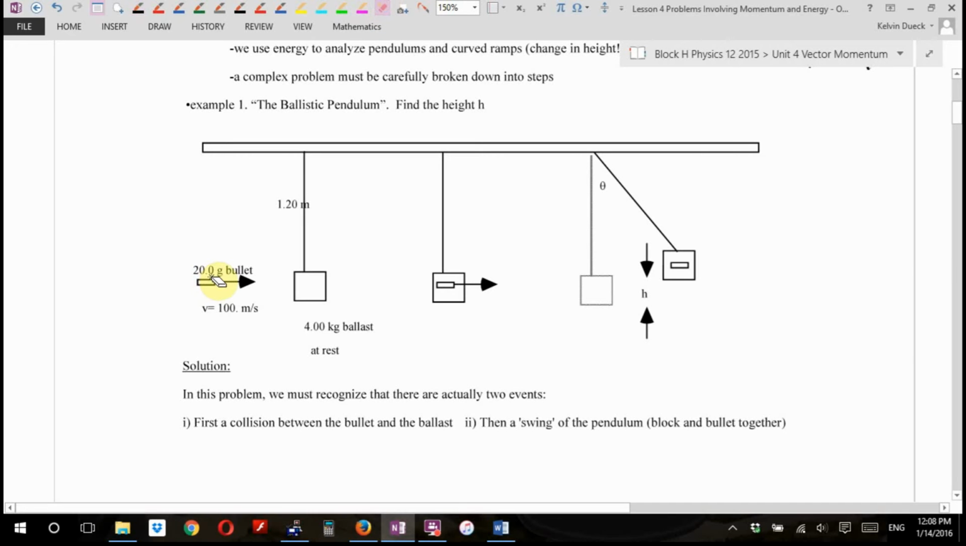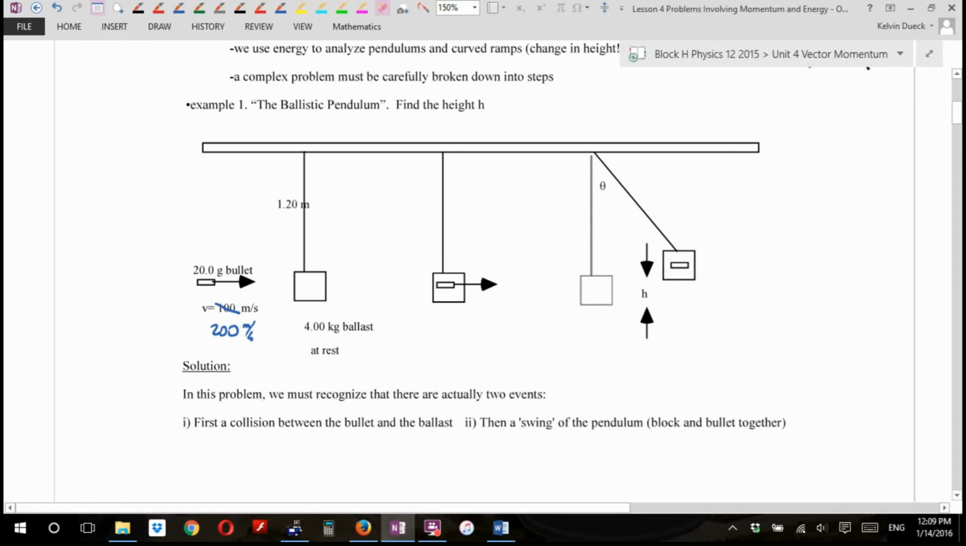We have a 20-gram bullet coming in. The 100 meters per second is way too slow for a bullet, so can you do me a favor? Let's cross this out and let's make it 200 meters per second. Even that's a little slow, but that's a little better. We're going to shoot it into a block of wood, and it's going to stick. What's going to happen then is the block of wood is going to swing up. And using a camera, because we had cameras back then, we're going to film how high it swings up.